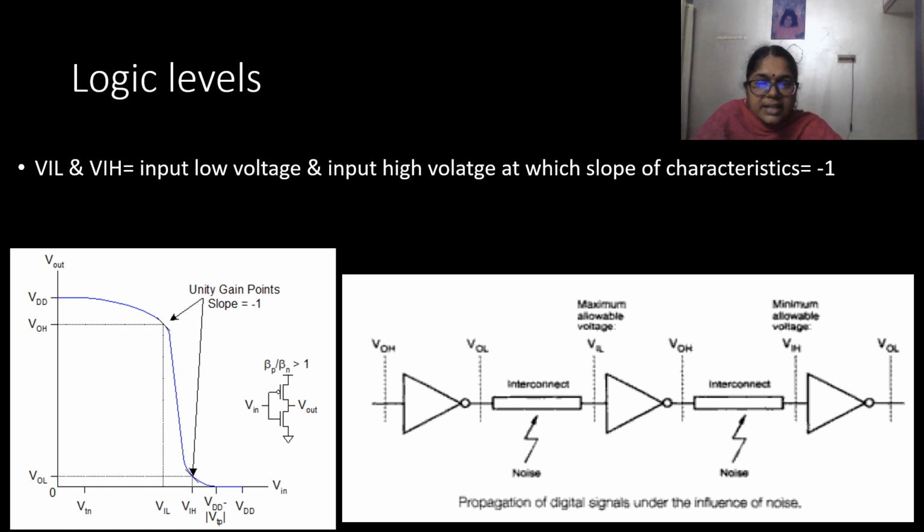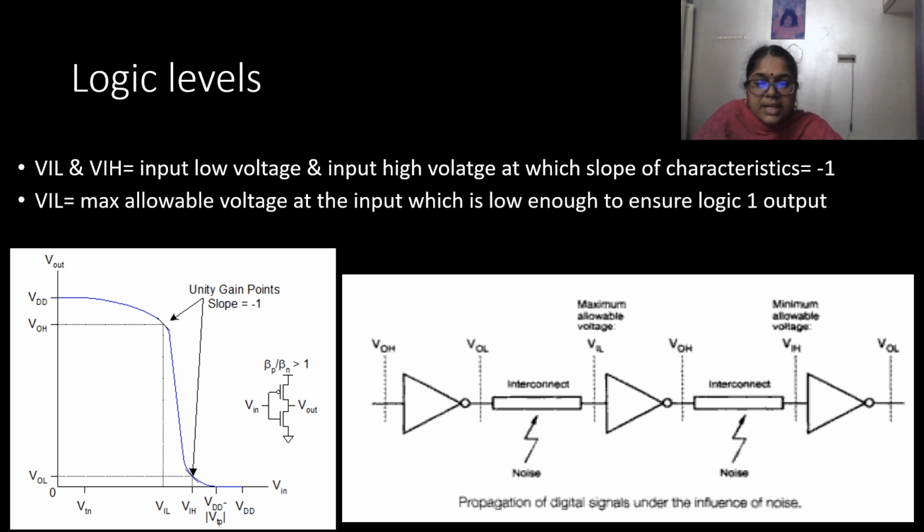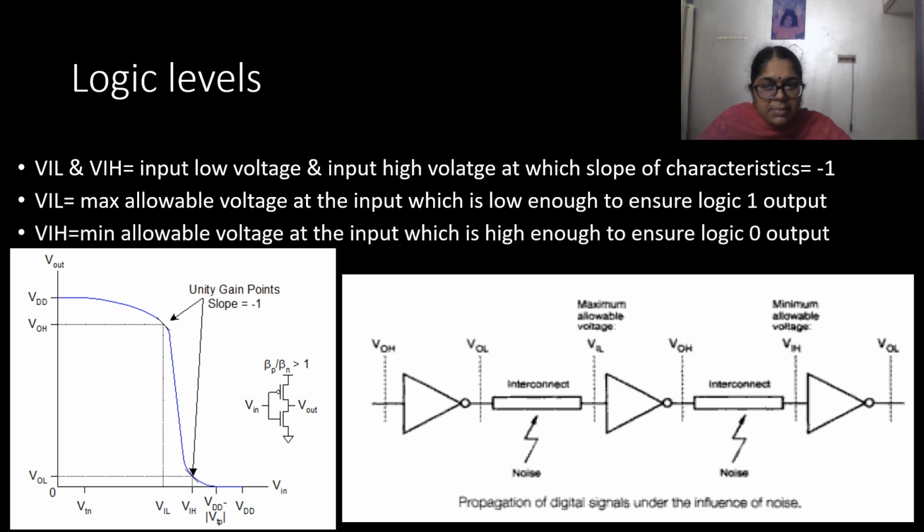So VIL and VIH are the input low voltage and input high voltage at which the slope of the characteristics is -1. VIL is the maximum allowable voltage at which the input is considered as logic 0, which will produce logic 1 output. Similarly, VIH is the minimum allowable voltage at which the input is high enough to ensure logic 0 output, or we can say that VIH is the minimum allowable voltage which will be considered as logic 1.